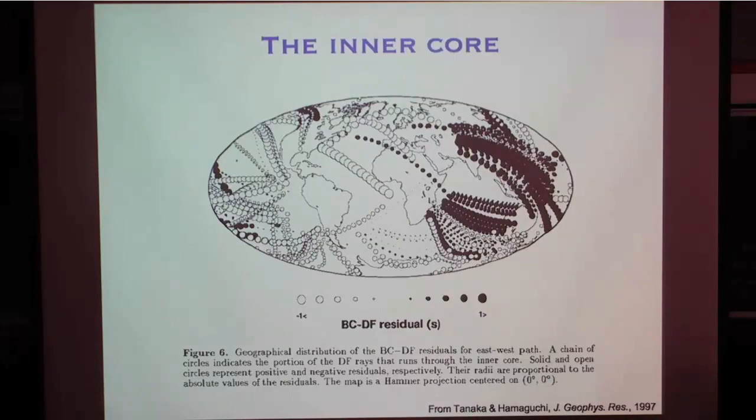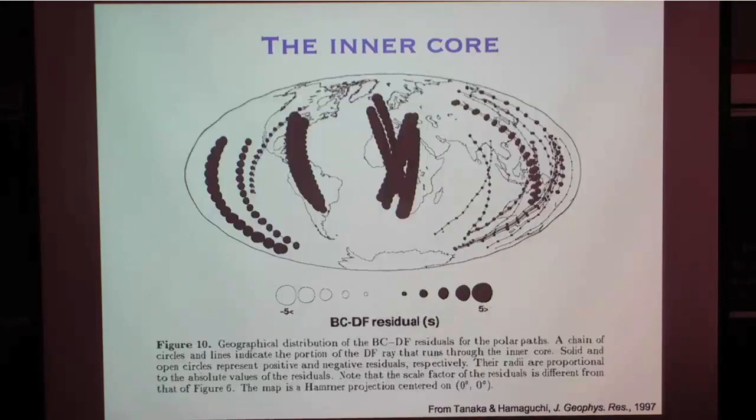And there is a signature here of a degree 1 structure. The east seems to be different to the west. So we have an inner core. We said it's anisotropic. We're only showing the equatorial path, so this shouldn't be the effect of anisotropy. It turns out it actually kind of is. But what we're seeing here is a hemispherical pattern. This is plus 1 second, this is minus 1 second. If you take the polar paths, the things which are most strongly affected by anisotropy, the map looks like this.